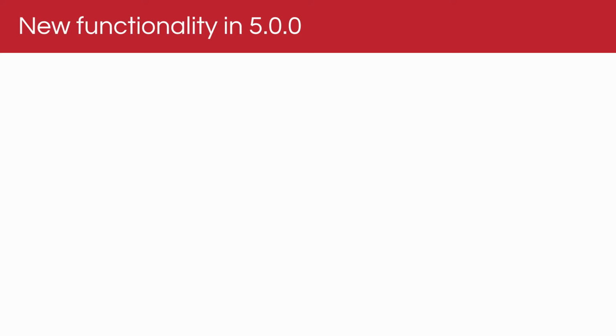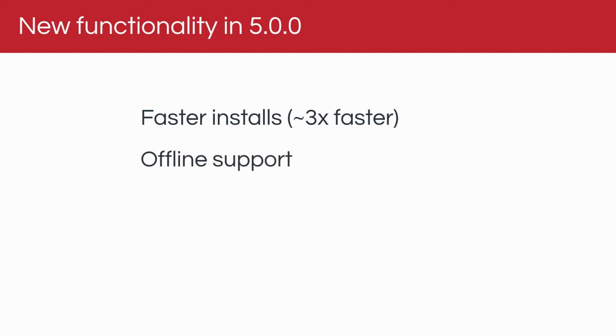So what are some of the new things that come in this new version 5? Well, first of all, faster installs. I did some non-scientific testing, and it seems to be about 3 times faster than NPM 4. It also brings with it offline support, so if you've installed a package before, you can install that same package even if you're not connected to the internet, which is pretty cool.